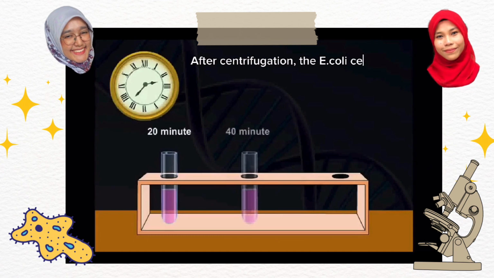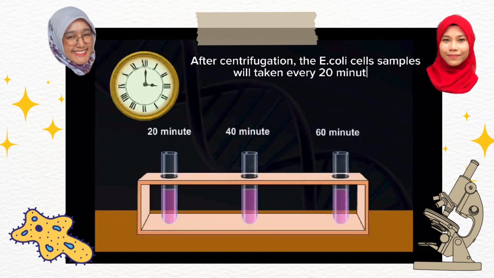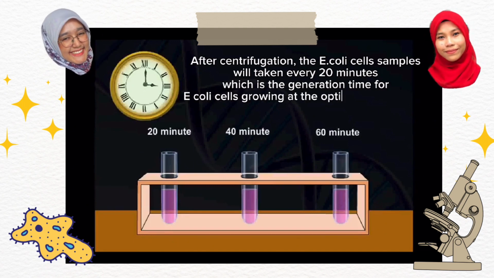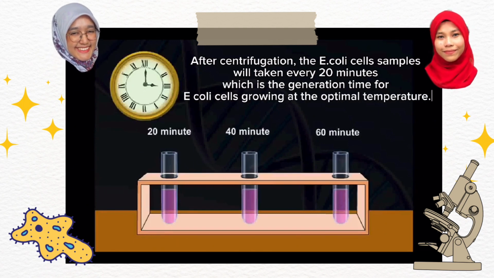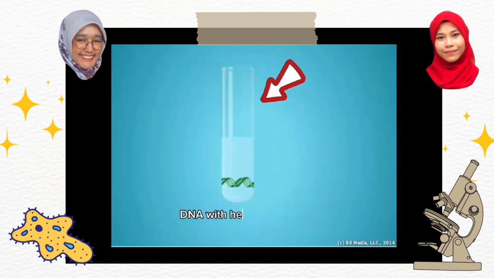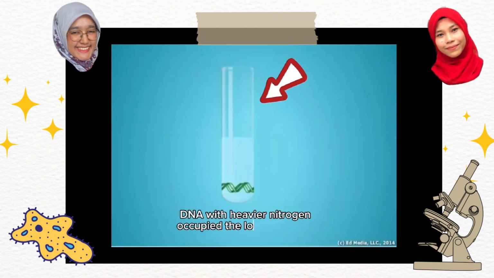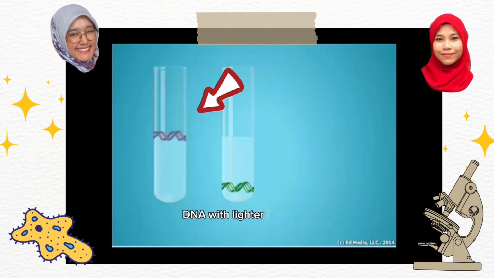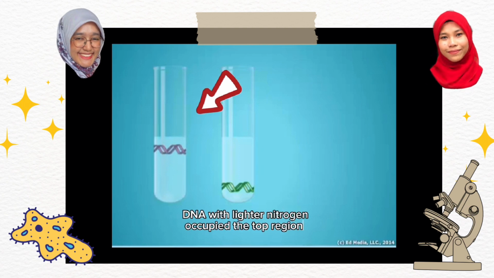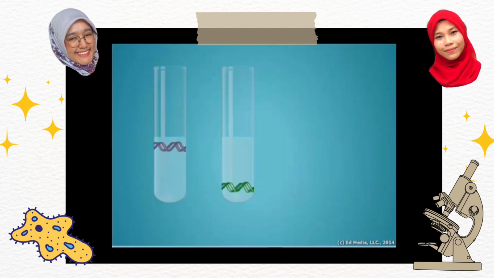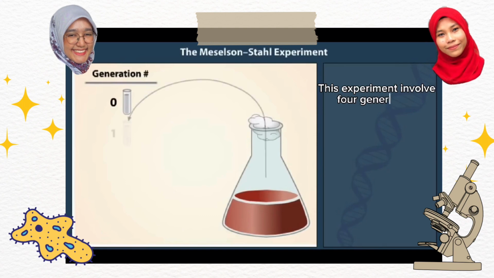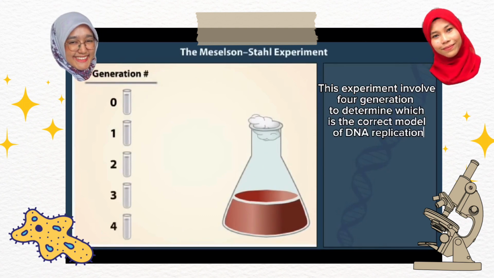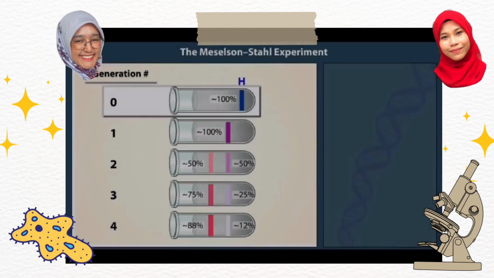After centrifugation, the E. coli cell samples were taken every 20 minutes, which is the generation time for E. coli cells growing at the optimal temperature. DNA with heavier nitrogen occupied the lower position in the gradient. DNA with lighter nitrogen occupied the top region of the gradient. This experiment involved 4 generations to determine which is the correct model of DNA replication.